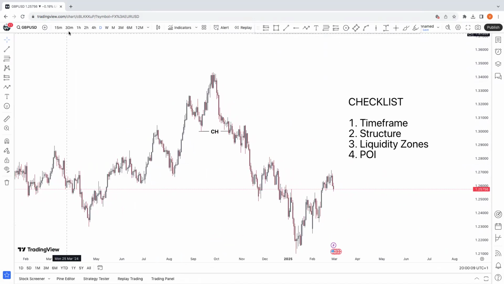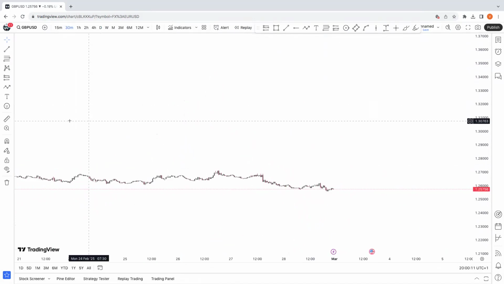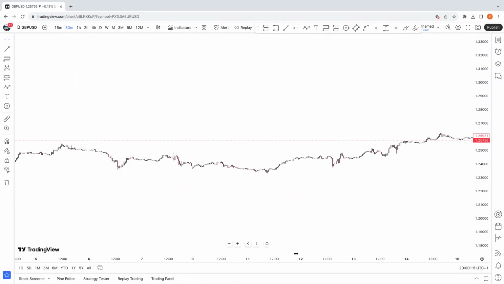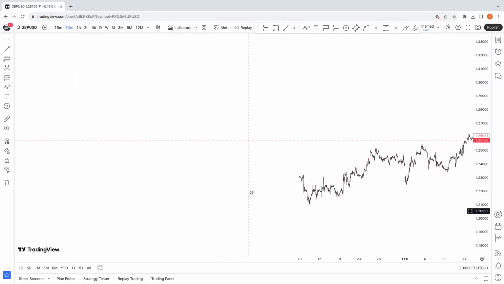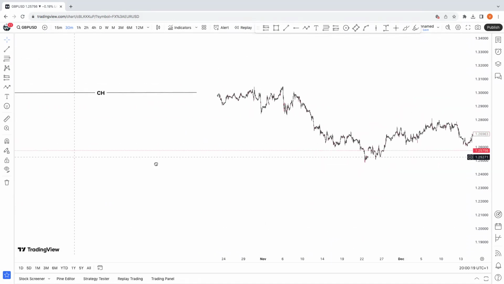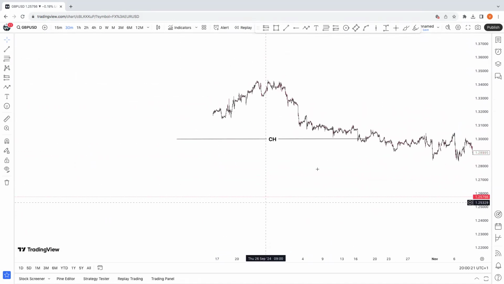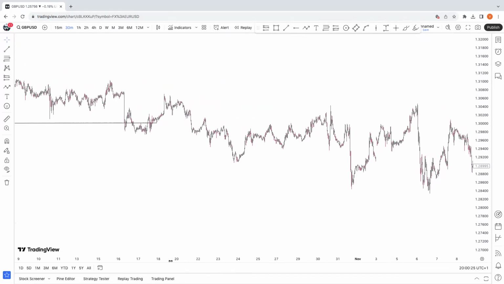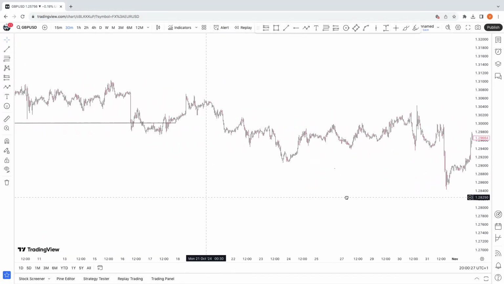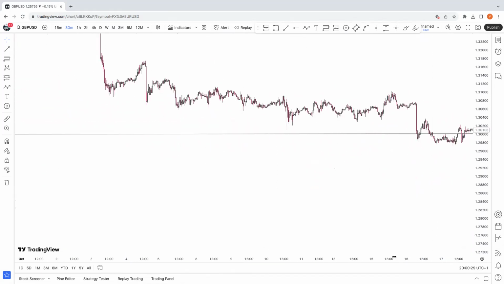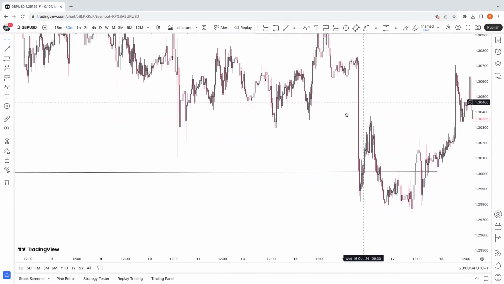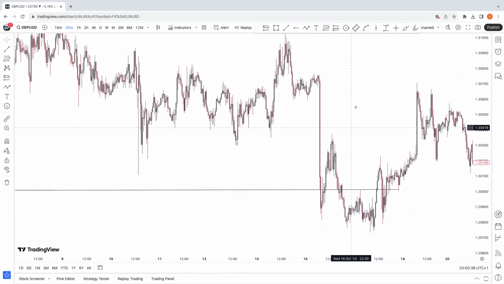So let's go down to our 30 minutes time frame and see the same zone I marked, right? Okay, so this is how it looks on the 30 minutes. The zone I marked out on the 1 hour, or sorry, on the 1 day, this is how it looks on the 30 minutes time frame, right? So now we already have a change of character. This is where we had a change of character, right?